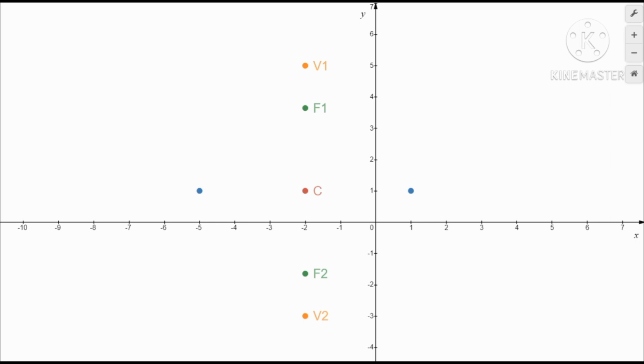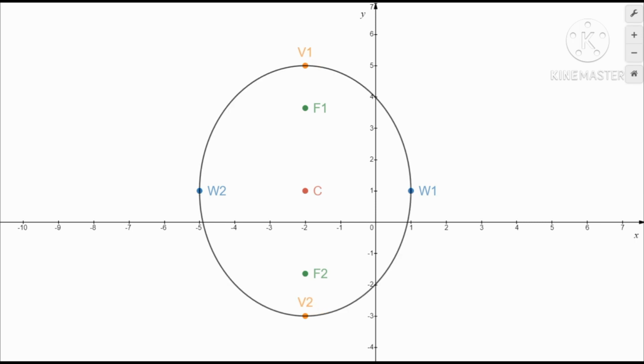Here are the coordinates of the two co-vertices of the ellipse, labeled with W1 and W2. We are done with plotting all the points. Now let us sketch the ellipse, connecting the vertices and the co-vertices of the ellipse. So here is the ellipse.